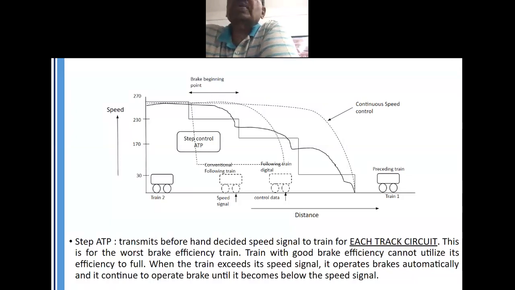Now I must look for my other diagram. Ramana, can you help me to get the diagram? Yes, sir. I'll get that one, sir.